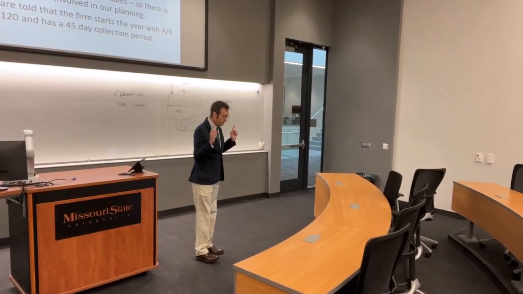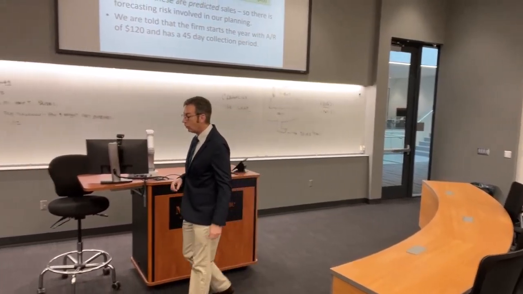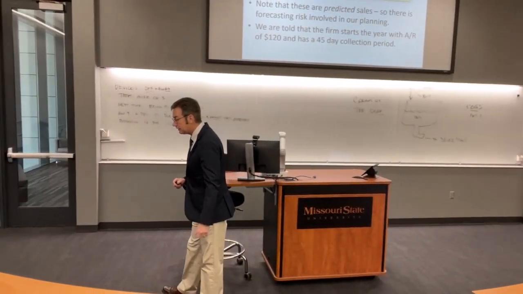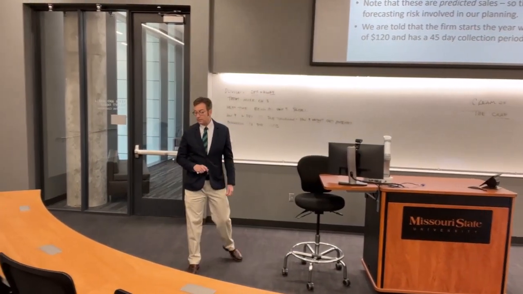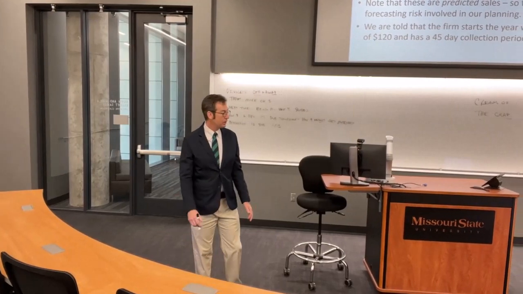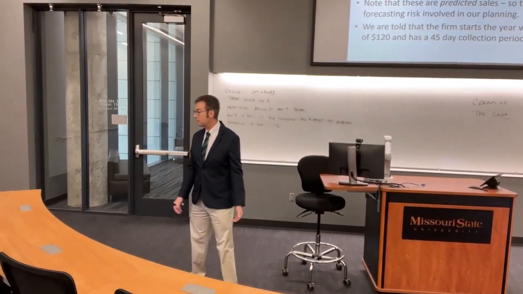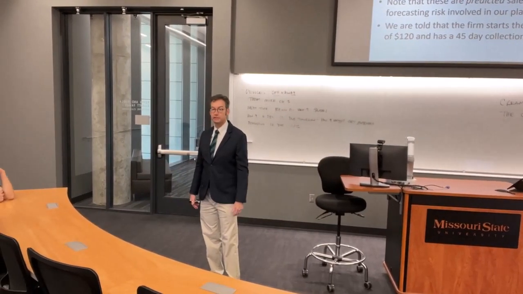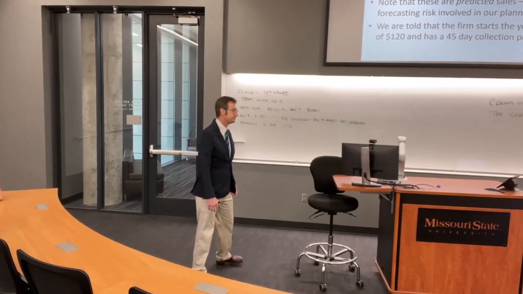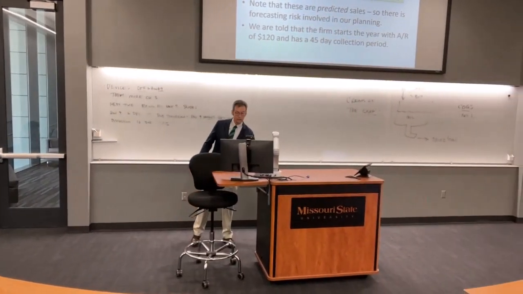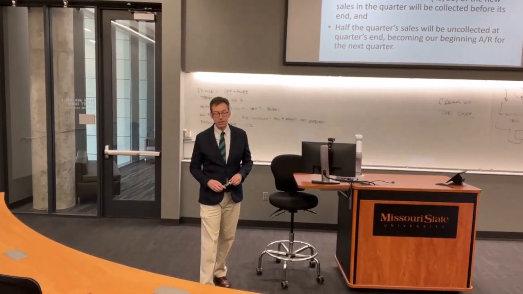Okay, now we're told that the firm starts the year with accounts receivable of 120 and has a 45-day collection period. If I have accounts receivable of 120 and a 45-day collection period, that means within the next 45 days, how much of that accounts receivable should I have collected? 120, all of it, right? Okay, so we're going to start by figuring out our cash collections.